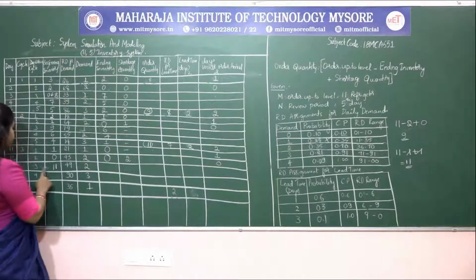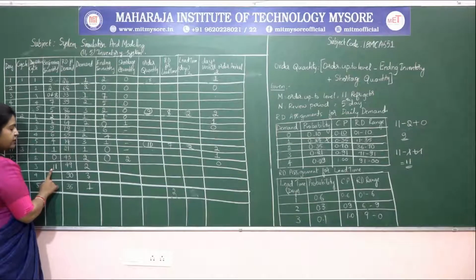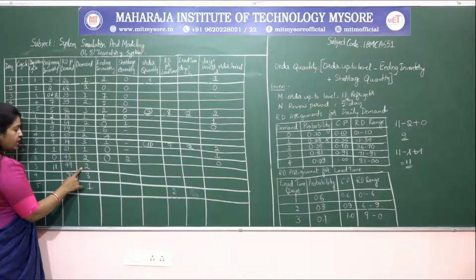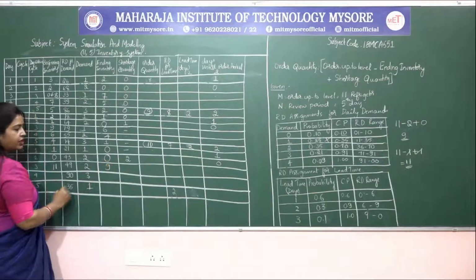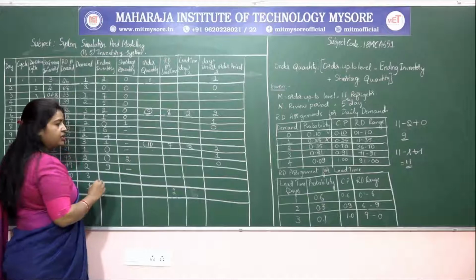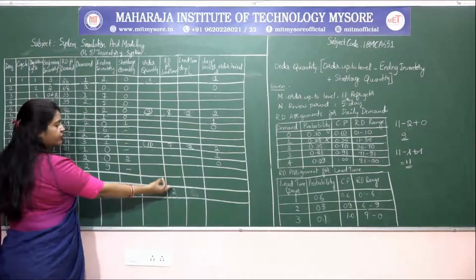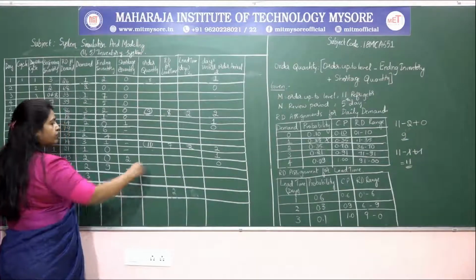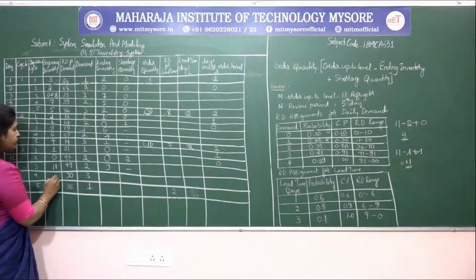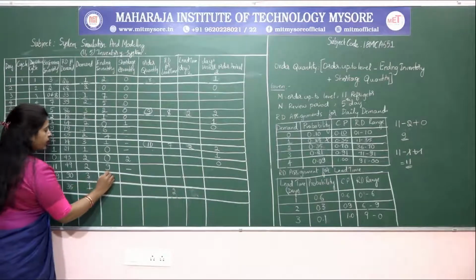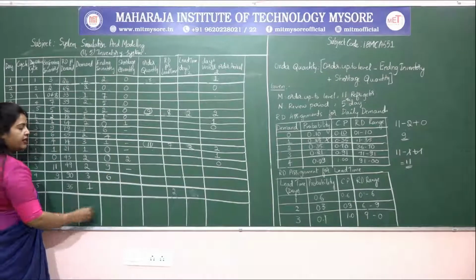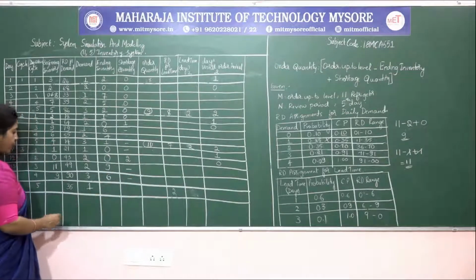Now on the third day of the third cycle, 11 refrigerators are there and demand arrived for 2, and therefore 11 minus 2 is 9 refrigerators. On that day we don't have any shortage. On the 4th day the beginning inventory is 9 and demand is 3, therefore 9 minus 3 is 6, the ending inventory. There is no shortage quantity.